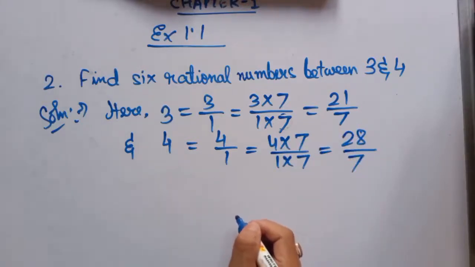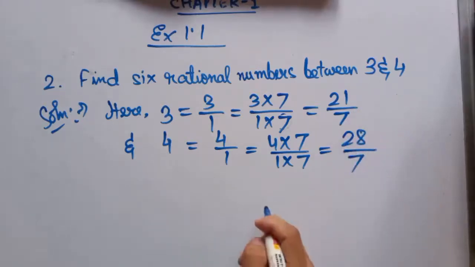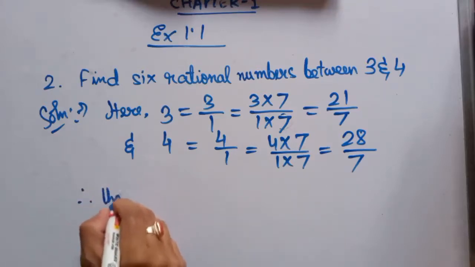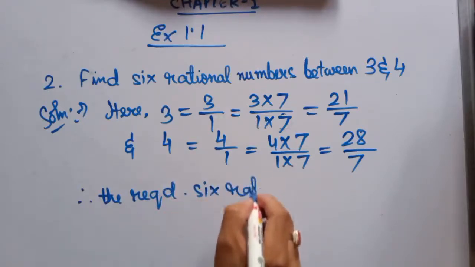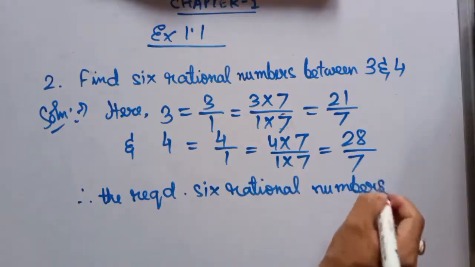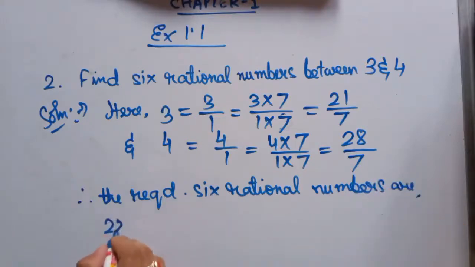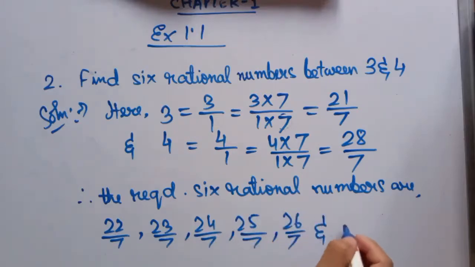Now we have to insert 6 numbers between 21 by 7 and 28 by 7. So the required 6 rational numbers are 22 by 7, 23 by 7, 24 by 7, 25 by 7, 26 by 7, and 27 by 7.